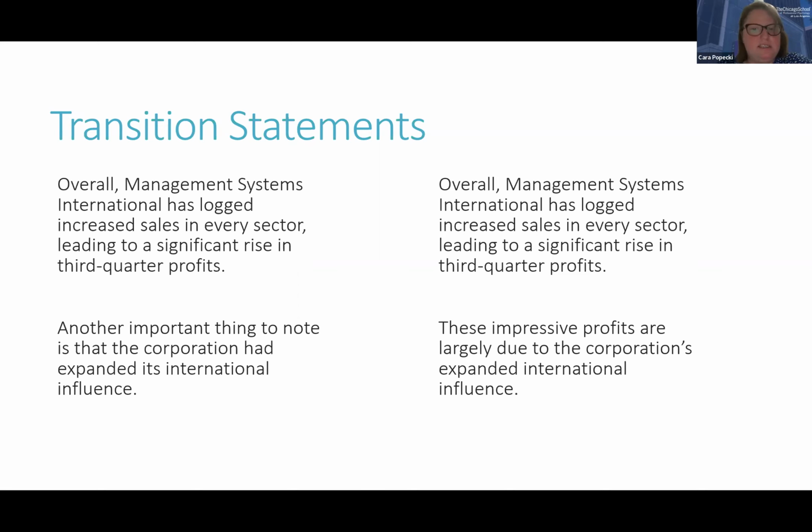Do we all agree that this second transition is a better transition? Feel free to use the chat to voice any questions or concerns about that. Candace agrees. Deborah agrees. Great. So yes, this is a stronger transition. So let's look at another example.